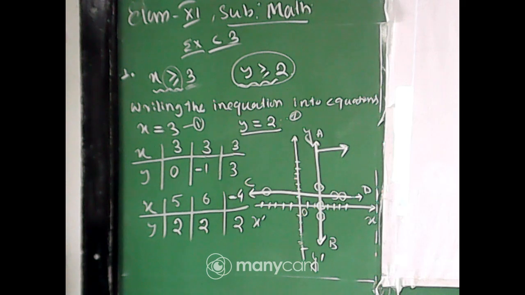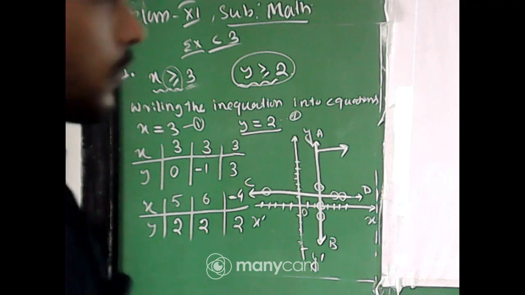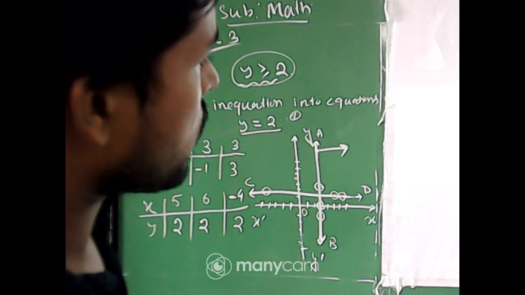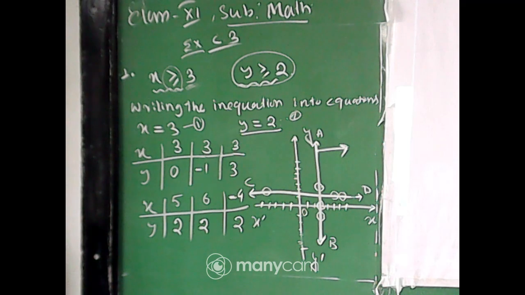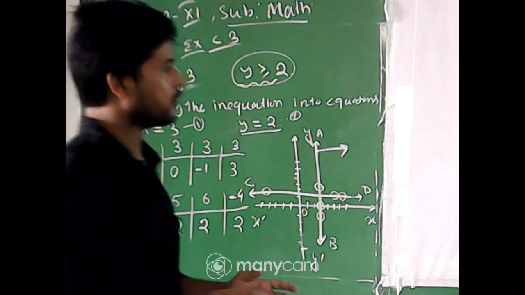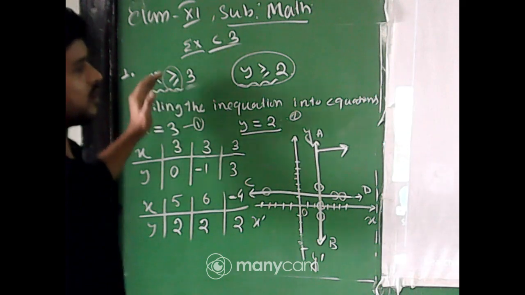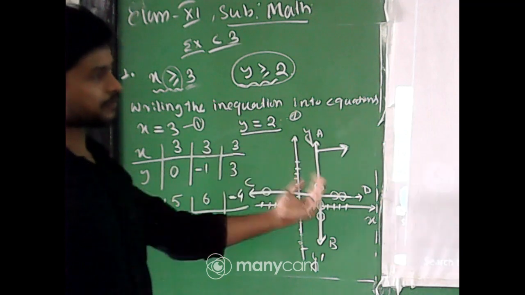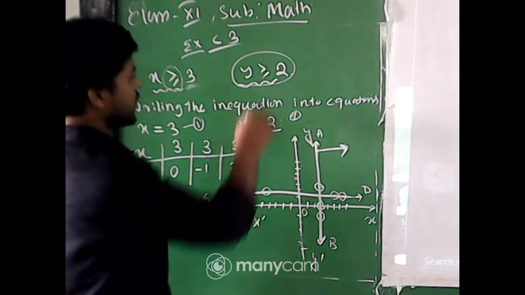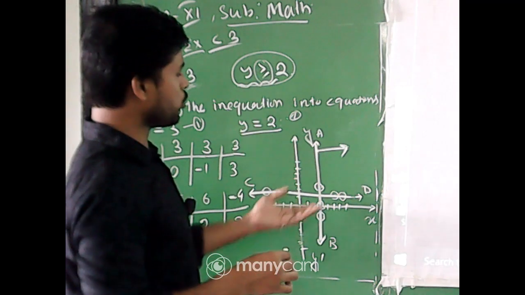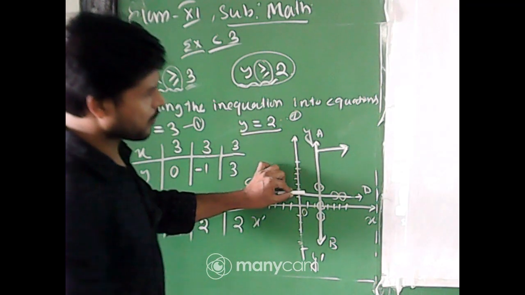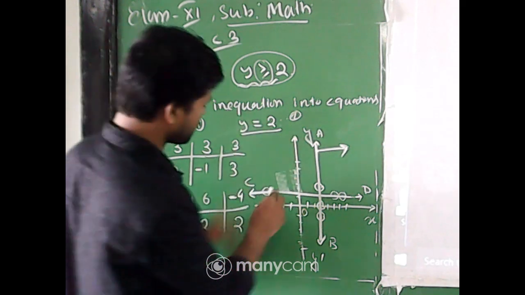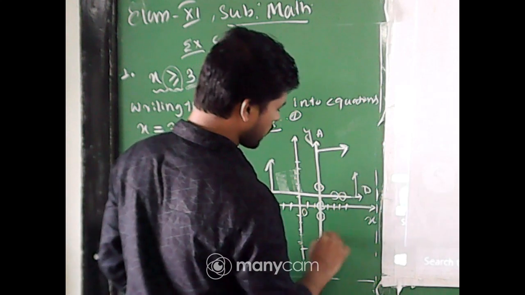Waiting for your answer. Look, I told you, if the sign is greater than or equal to, then the region will be away from the origin. And if the sign is less than or equal to, then the region will be towards the origin. So here the sign is greater than or equal to, so the region will be away from the origin. Now look, this is the line, the origin is this way, so our region will be away from the origin, meaning upward direction.